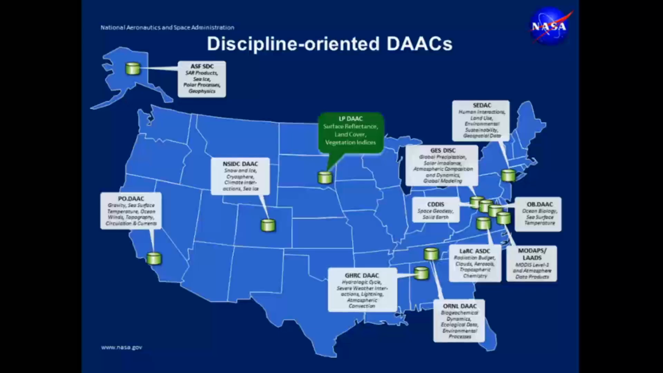There are 12 Earth Observing System Data and Information System, or EOSDIS, DAACs, and they're part of the NASA Earth Science Data Systems program. And some of the DAACs cover like snow and ice. There's one in California that covers ocean biology. Another one covers socioeconomic information, but we specifically work with land data.